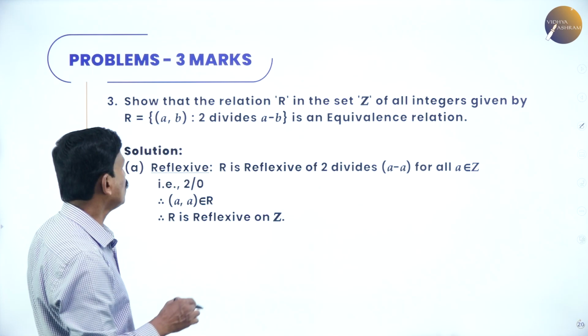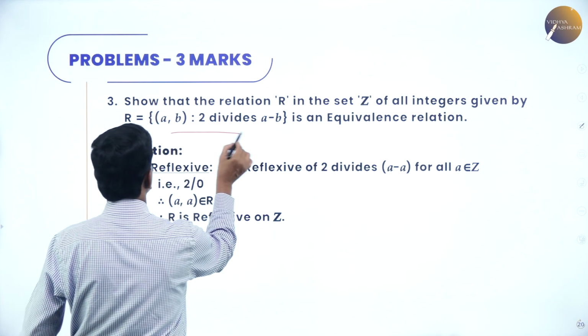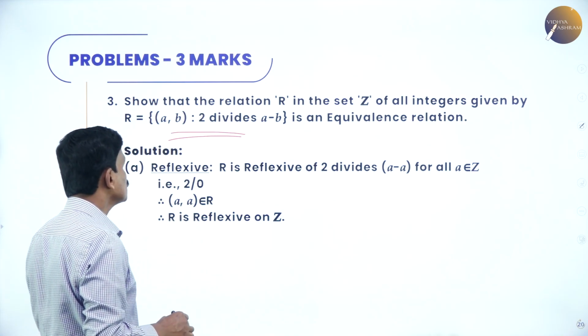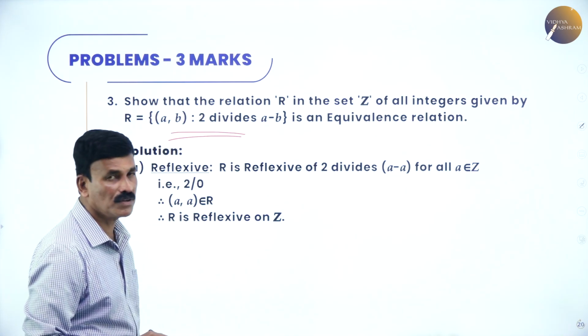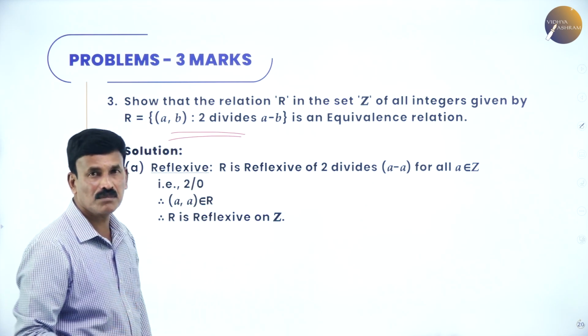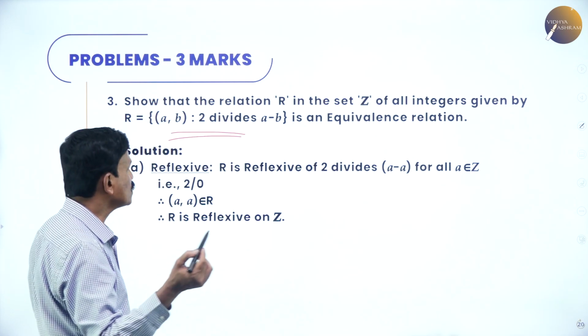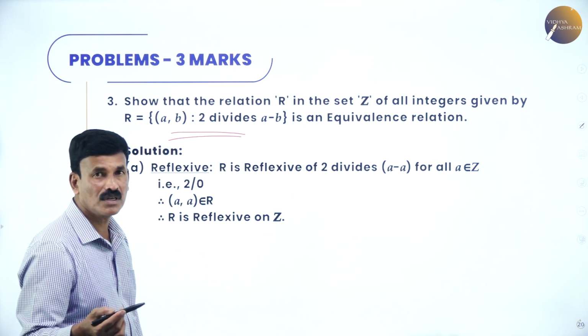Show that the relation R on the set Z of integers, given by R is equal to {(a, b) such that 2 divides a minus b}, is an equivalence relation. So what is the condition? 2 divides a minus b is an equivalence relation on the set of integers.